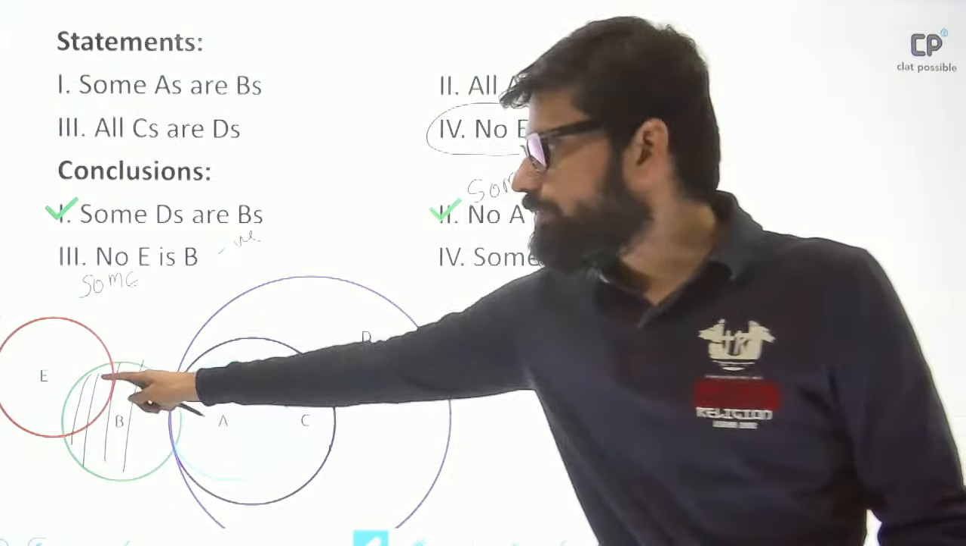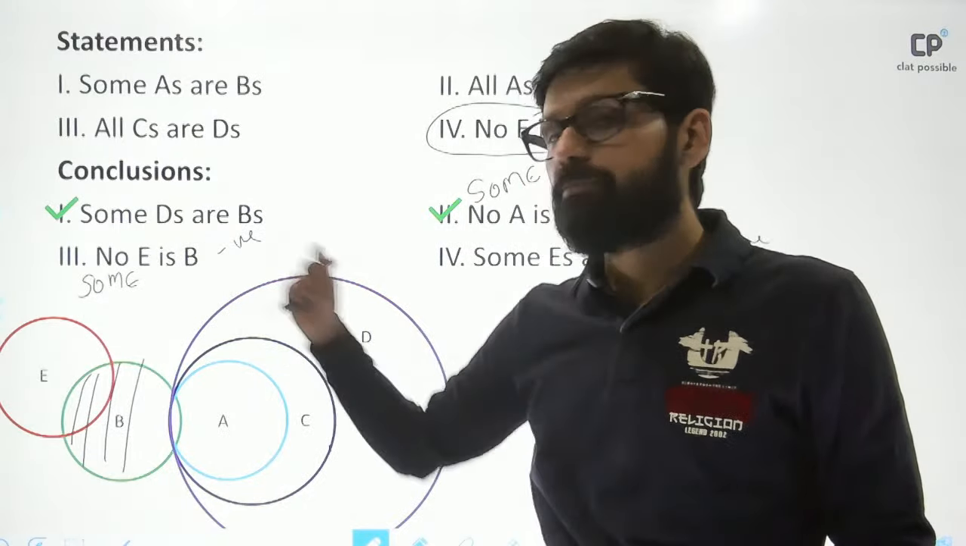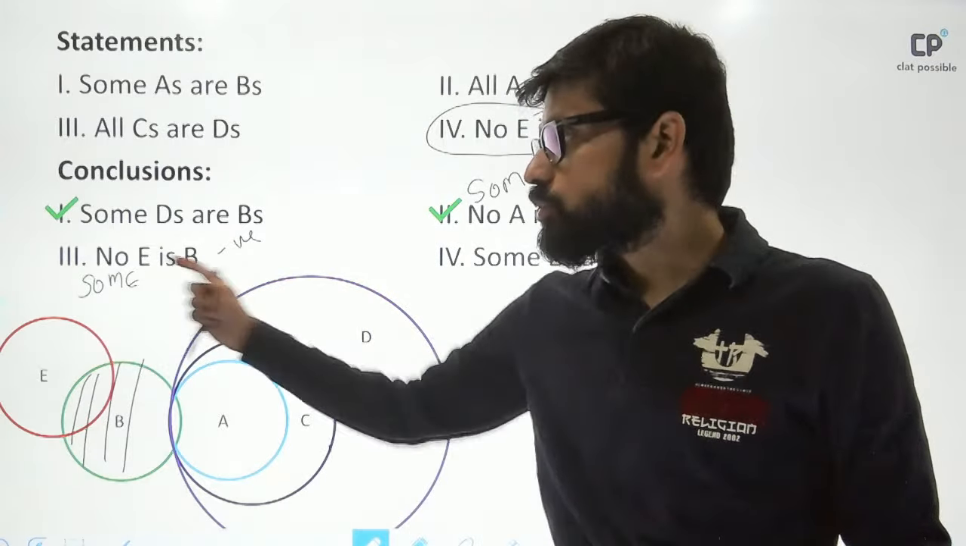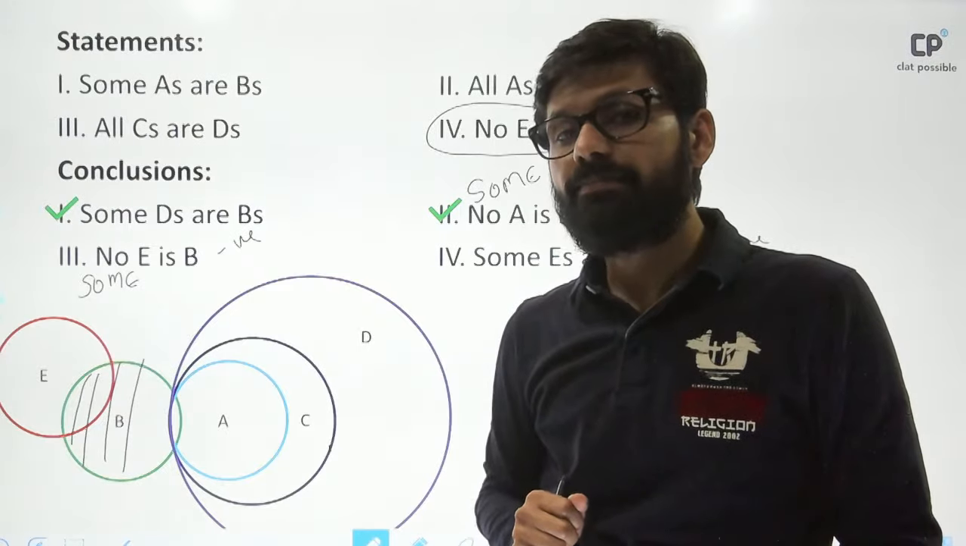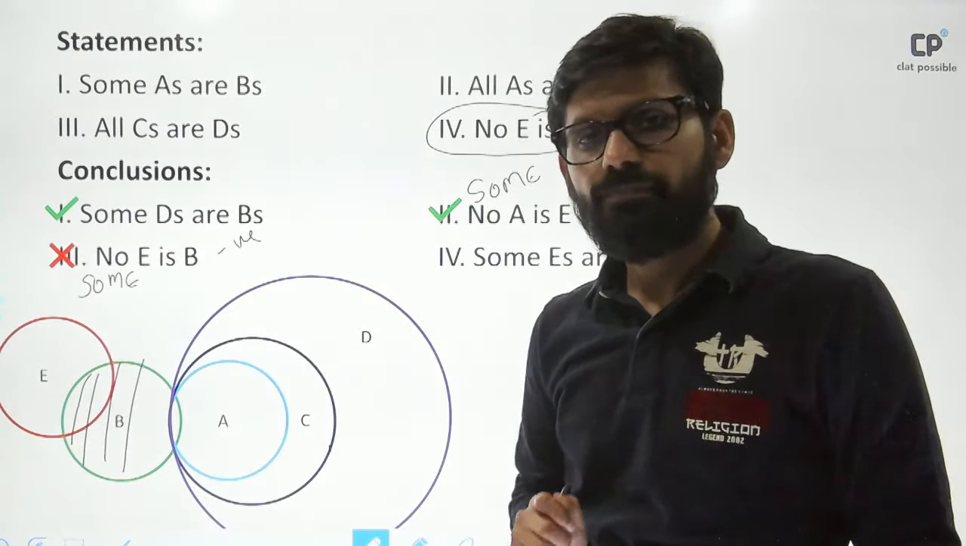So an overlap between E and B is possible. And what can we say about the truth of "No E is B"? It does not follow. Right?